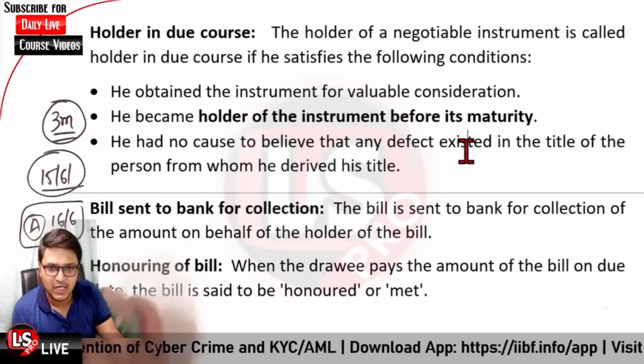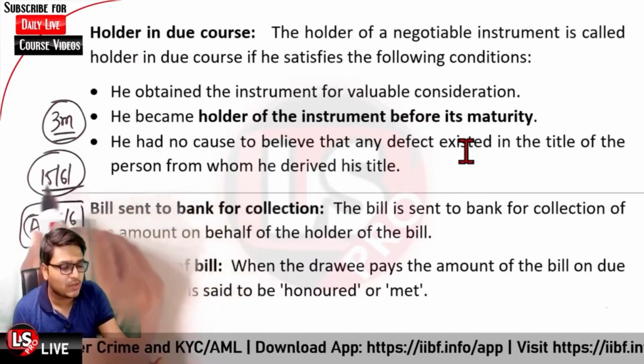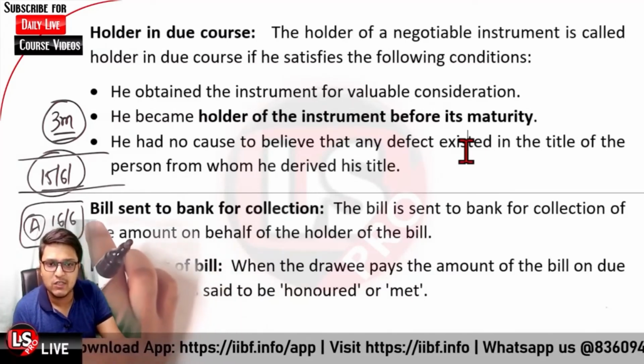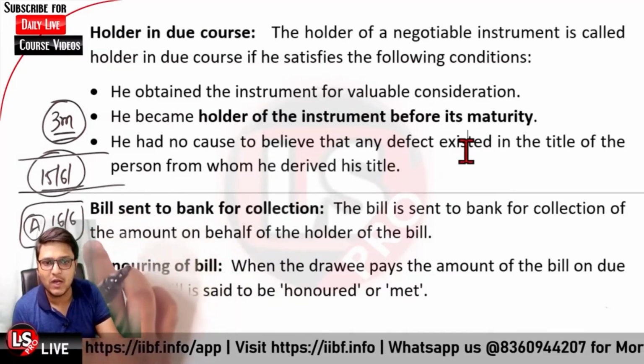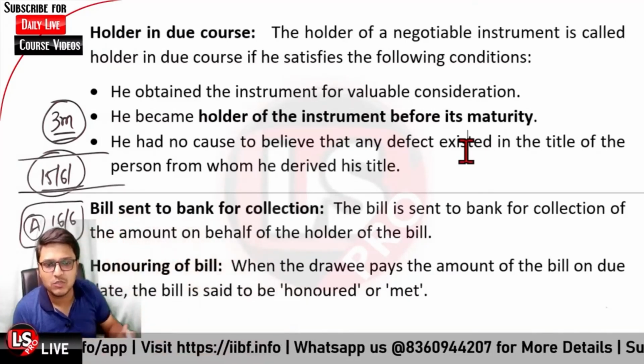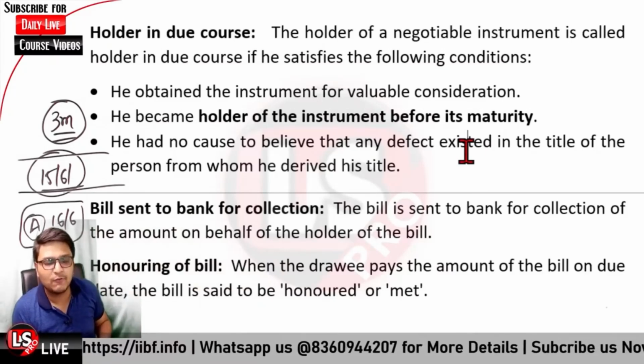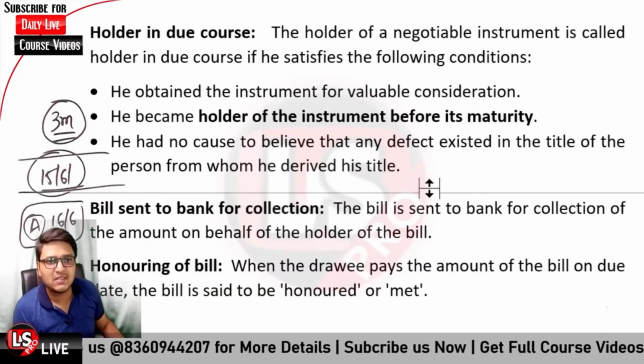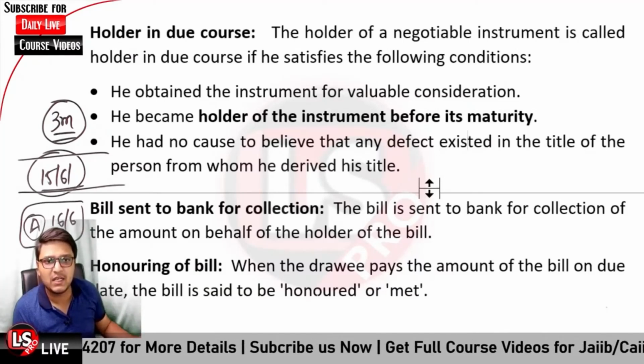He is basically not entitled to receive the payment, because the instrument is a stale instrument. Are you getting my point? The instrument expired on 15th of June, and he received the instrument on 16th of June. Now how would he be holder in due course? Because the instrument is a stale instrument. Further, he must have had no cause to believe that any defect existed in the title of the person from whom he derived his title.